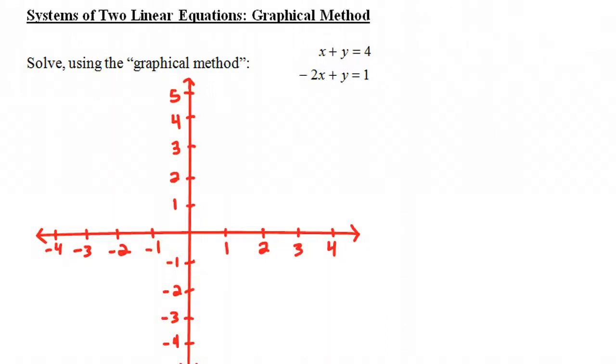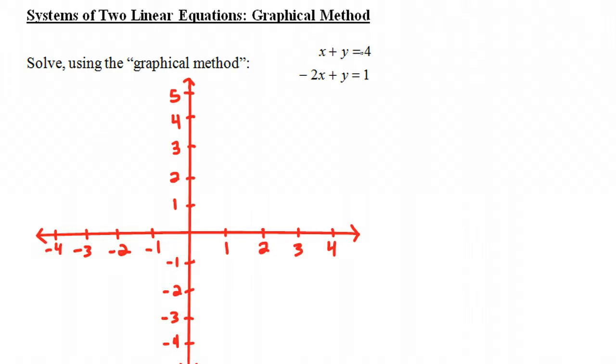In this video, we're going to talk about solving systems of two linear equations using the graphical method. Now, I've written a system of equations right here, and the question is, how do we solve this using the graphical method? Remember, to solve it means to find an ordered pair, x comma y, that makes both of these equations true.